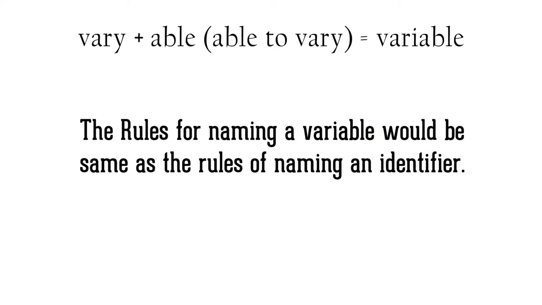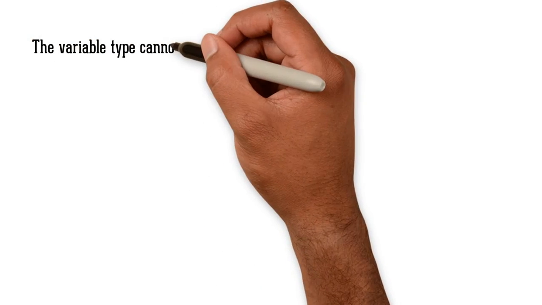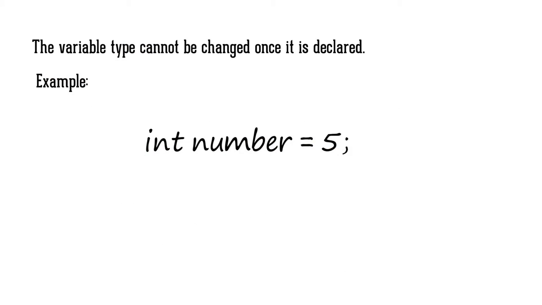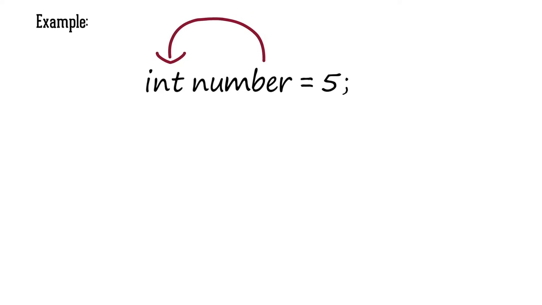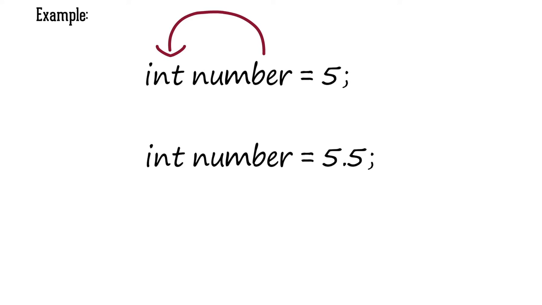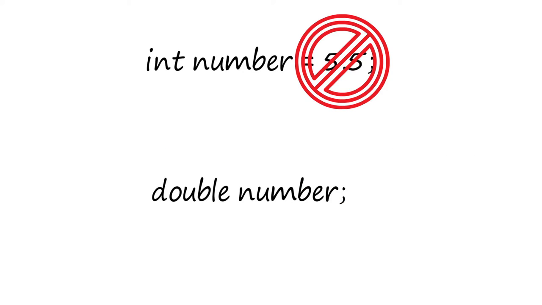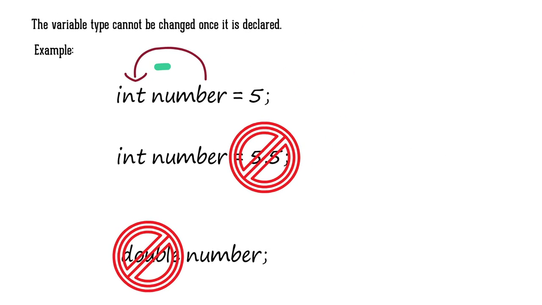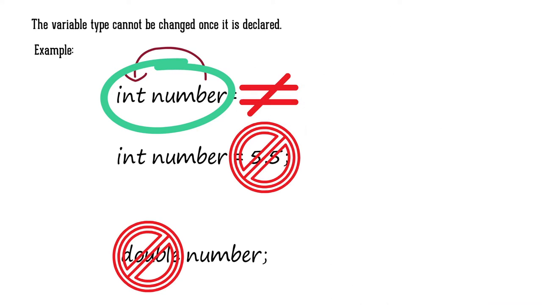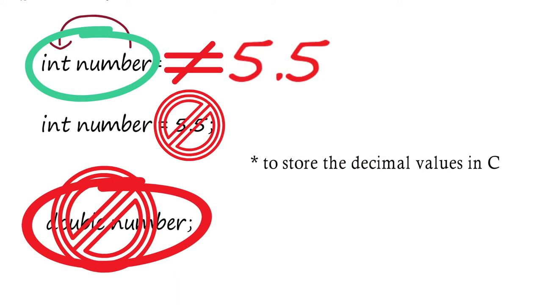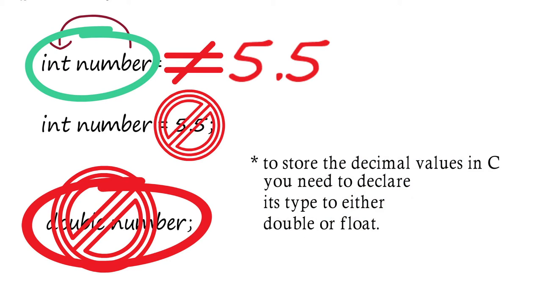C is a strongly typed language. This means that the variable type cannot be changed once it is declared. For example, int number = 5. Here, number is an integer variable. So, number = 5.5 will give you an error. And later, if you write double number, it will also give you an error. Here, the type of the number variable is integer. You cannot assign a floating point, decimal, value 5.5 to this variable. Also, you cannot redefine the data type of the variable to double. By the way, to store decimal values in C, you need to declare its type as either double or float.